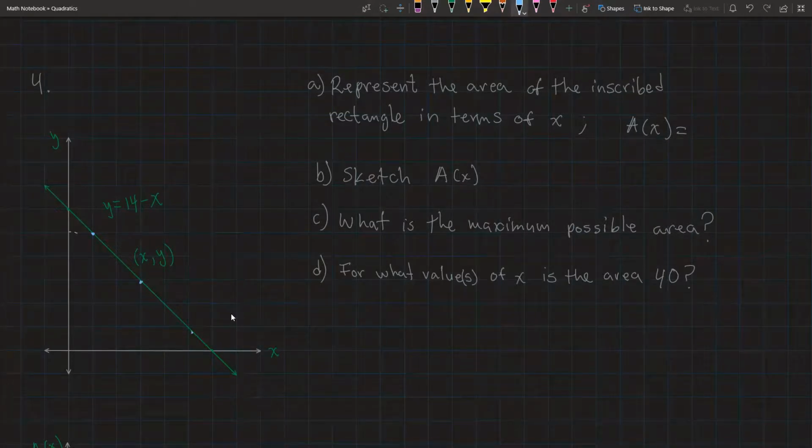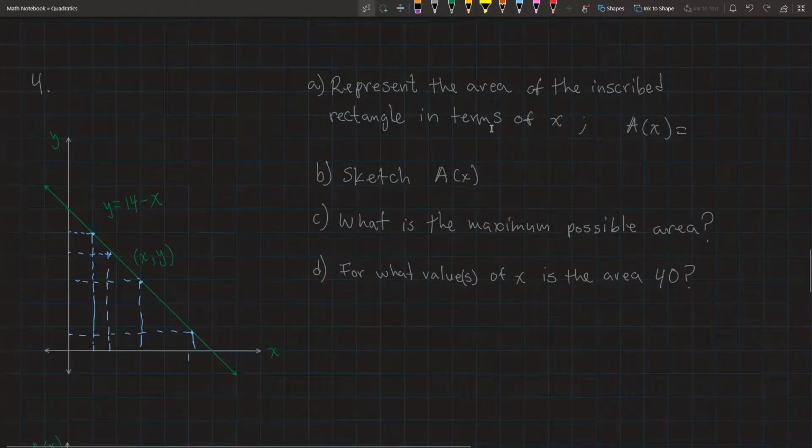If I put a point there, I can make a rectangle. It could be this rectangle. But if the point is here, then it could be this rectangle. Or if the point is right here, then it's this rectangle. Or if the point is down here, then it creates this rectangle. That's what it means by inscribed rectangle. Which one of those creates the maximum possible area?